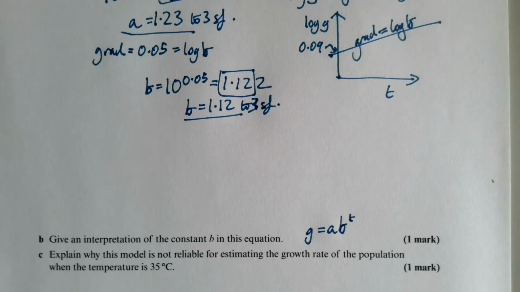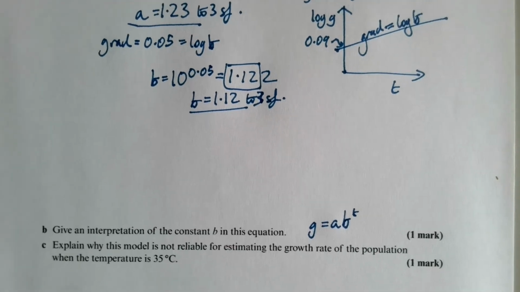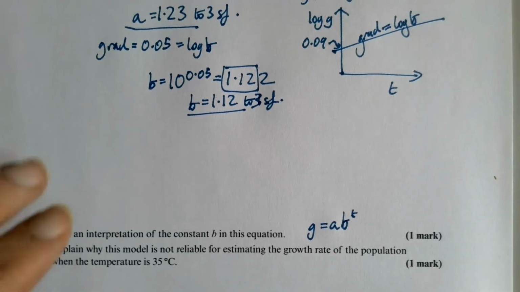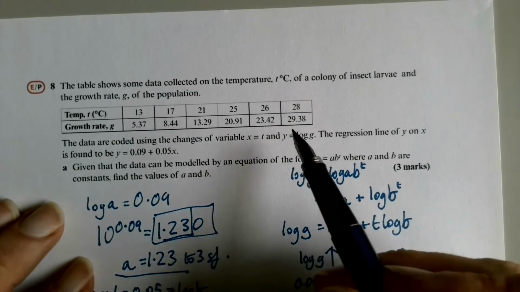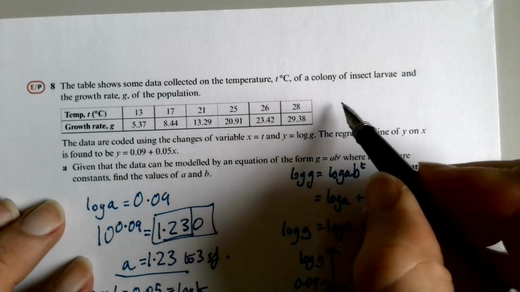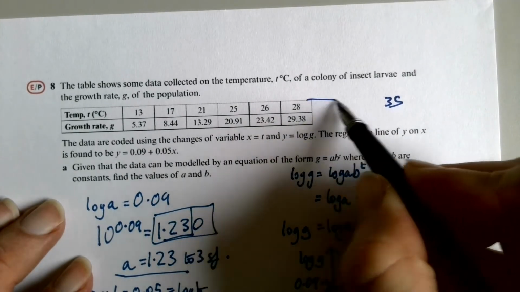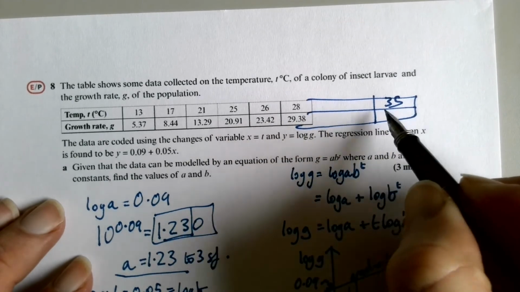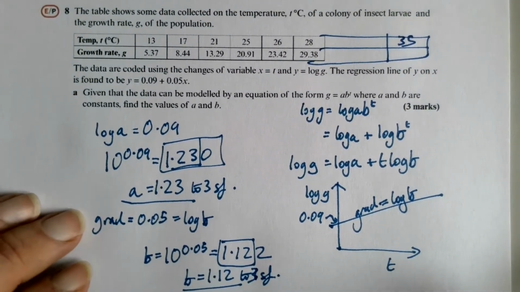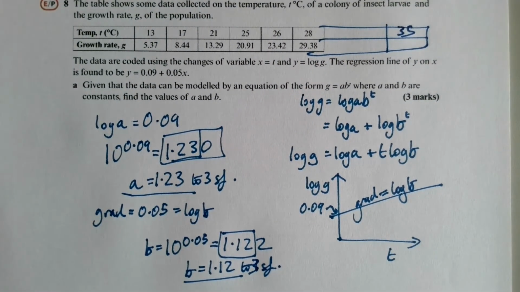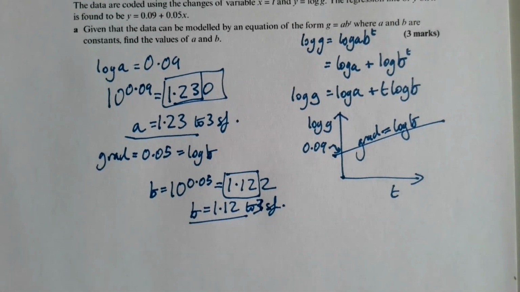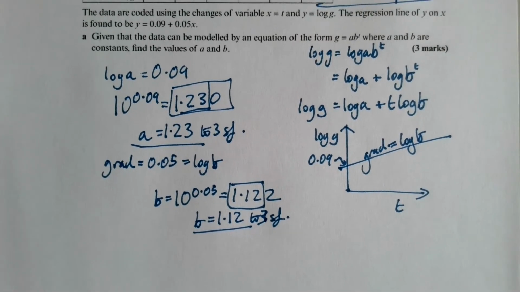And explain why this model is not reliable for estimating growth of the population when the temperature is 35 degrees. Well, 35 degrees would be right up here somewhere on the table. So that would mean extrapolating the data, which would not be reliable because we don't know anything about how this colony acts when it gets that much hotter. Okay, so that's that. We will now move on to today's main thing.